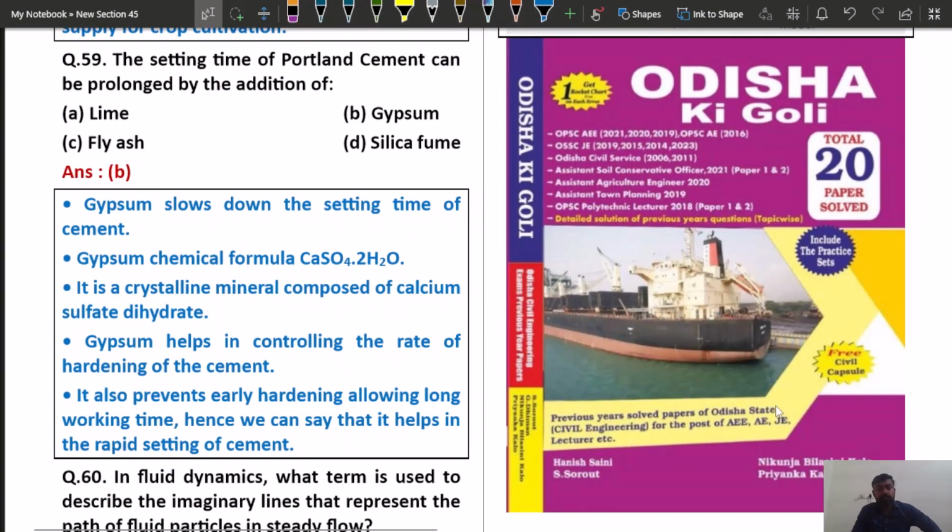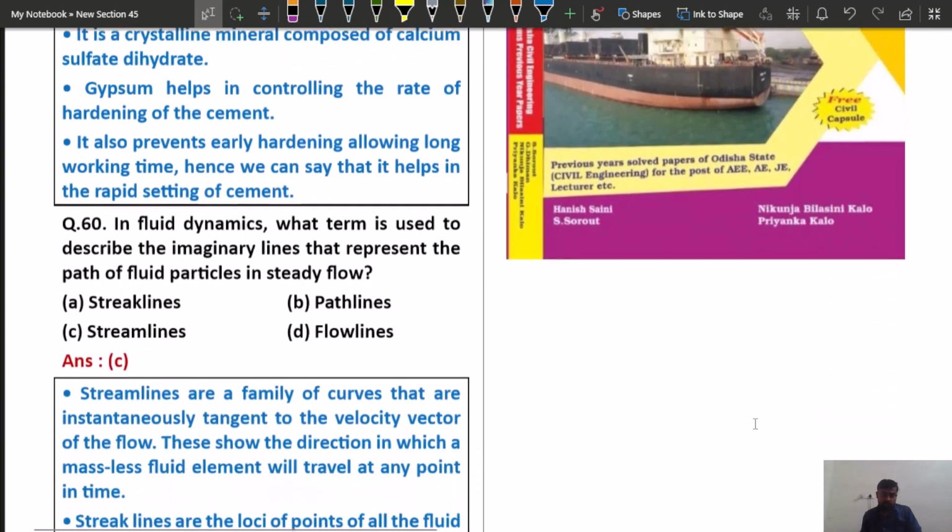The setting time of Portland cement can be prolonged by the addition of what? For prolonging the setting time of the cement, in Portland cement we add gypsum, and gypsum is an agent which slows down the setting time of the cement. The chemical formula of gypsum is CaSO4·2H2O, and it controls the rate of hardening of the cement. So correct option will be gypsum. Now proceeding to the next and last question.